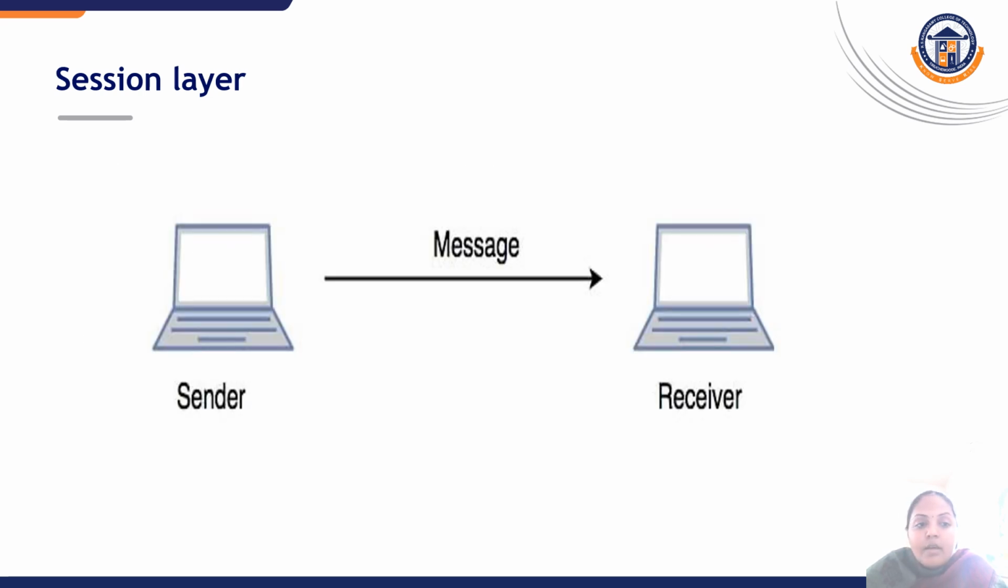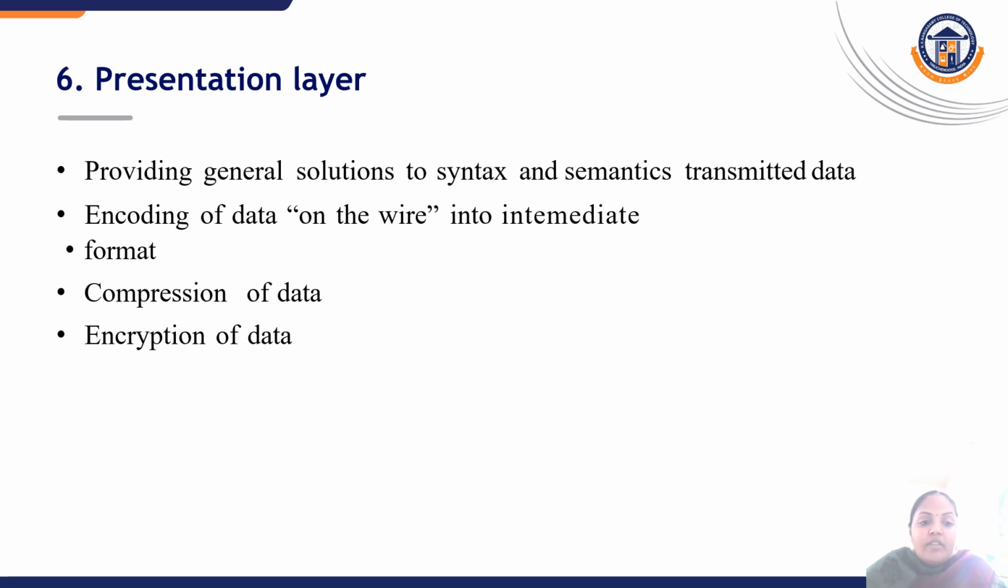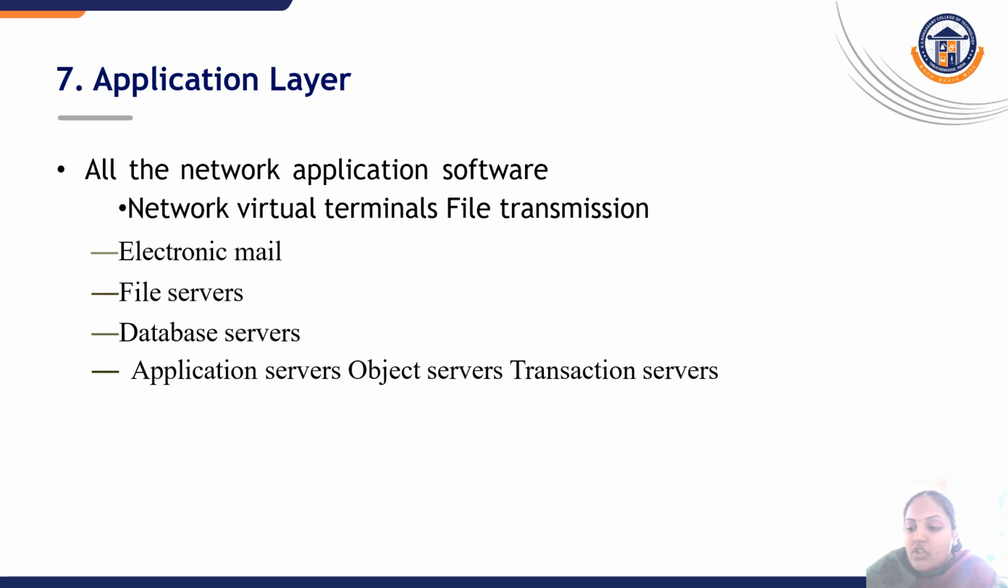The next layer is presentation layer, which provides a general solution to syntax and semantics of transmitted data. That is encoding of data on the wire into the intermediate format. That is, it ensures the data is in usable format and handles things like data translation, that is converting data formats, encryption and decryption, then compression and decompression, reducing size for transmission. So if you are sending a JPEG image, this layer ensures that the receiver interprets the bits correctly as a JPEG.